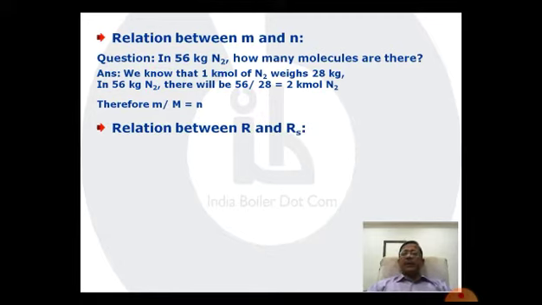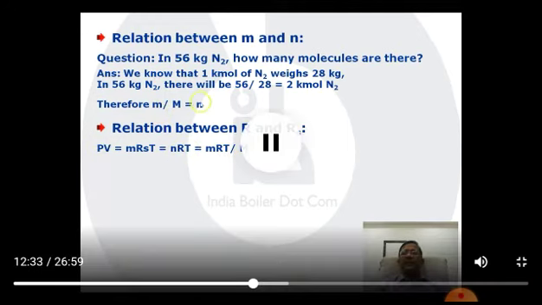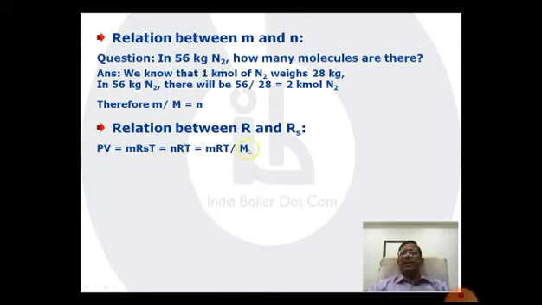Now, if I take a look at the relationship between R and Rs, that is the universal gas constant and the specific gas constant. I use the same one, PV is equal to mRsT, and the same is equal to nRT. So mRsT is equal to nRT, and n I replace by small m by capital M, so it becomes small m RT by capital M, right? Now if I cancel mass and mass, and the T and T also gets cancelled out, what remains is Rs is equal to R by M, so that is the relationship. Specific gas constant is universal gas constant divided by the molar mass.